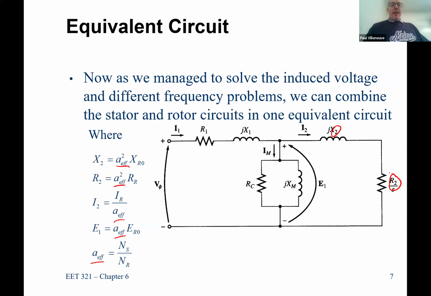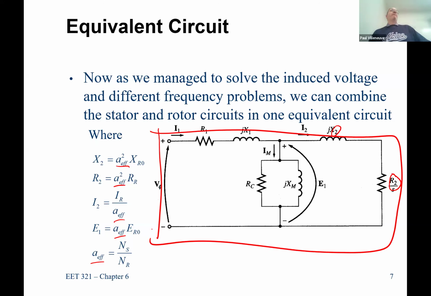And now I have a beautiful equivalent circuit. So I can model this and I can examine it and do what I need to do to make the circuit analysis, or whatever I need to do, work really, really well.